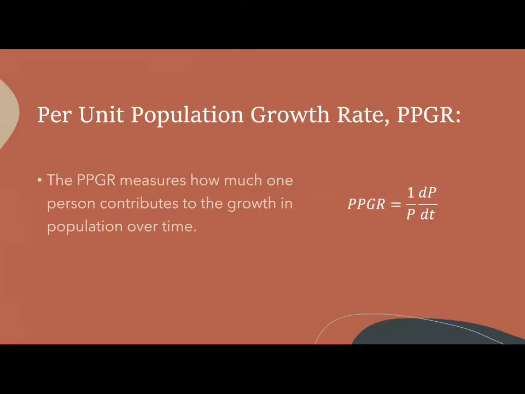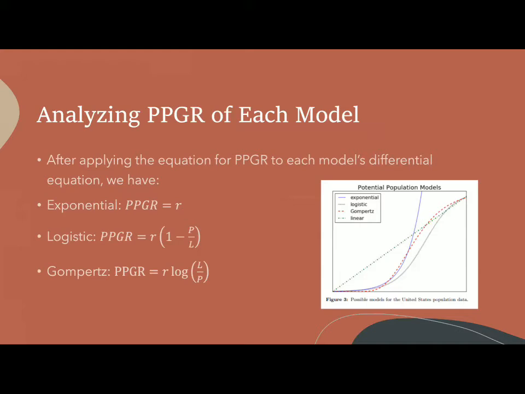So now we get into per unit population growth rate, or PPGR. The PPGR measures how much one person contributes to the growth in population over time. And we can see this equation on the right. So when analyzing the PPGR for each of our three models, we end up with these equations on the left.